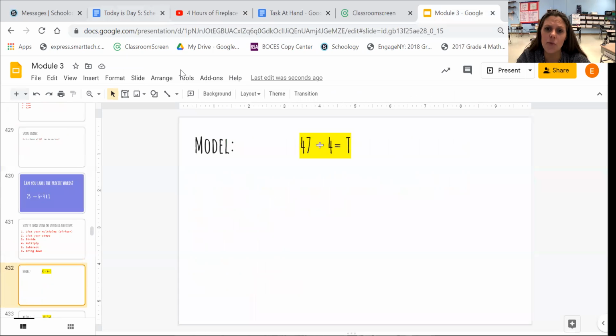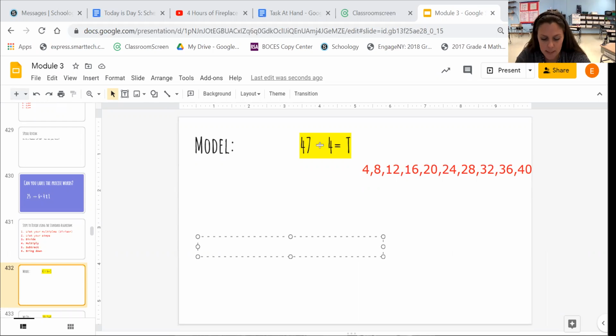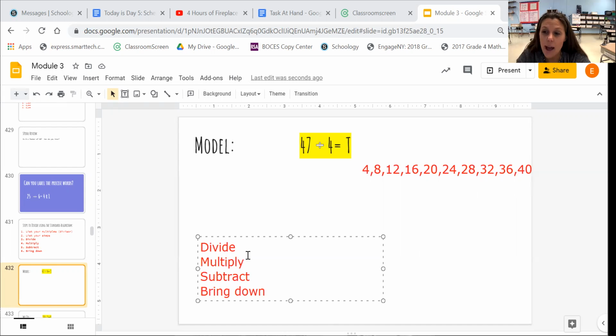So our first equation is 47 divided by 4. My first step is simply listing my 10 multiples of 4. So 4, 8, 12, 16, 20, 24, 28, 32, 36, and 40. Why I do this is it gives me a cheat sheet. So when I get to the division part, I already know the answers, really. Then I'm going to list my steps. I have divide, multiply, subtract, and bring down. How I remember these is I think of my family. I have a dad, a mom, a sister, and a brother.